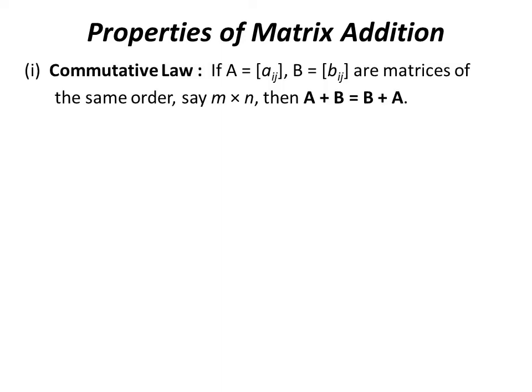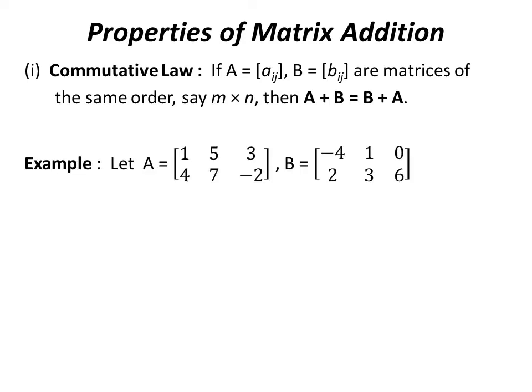First is the commutative law. If A and B are matrices of the same order, then A plus B equals B plus A. For example, let A and B be two matrices of the same order, that is 2 by 3. So A plus B and B plus A both are defined.